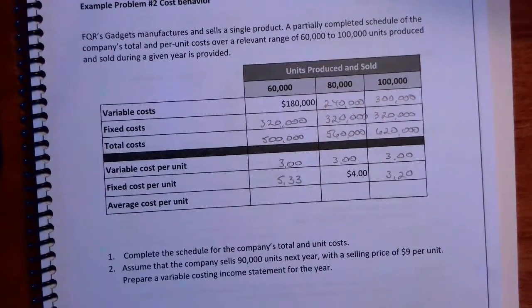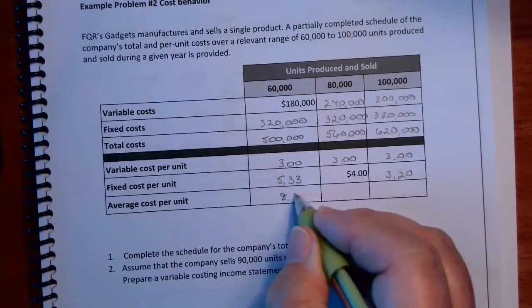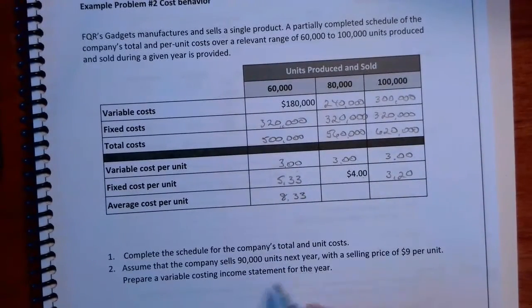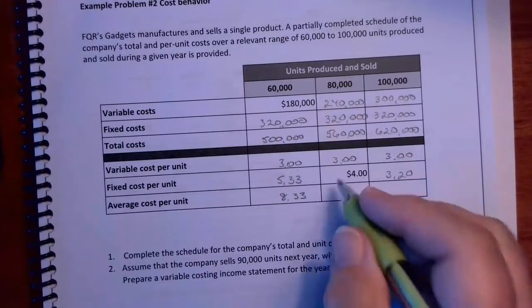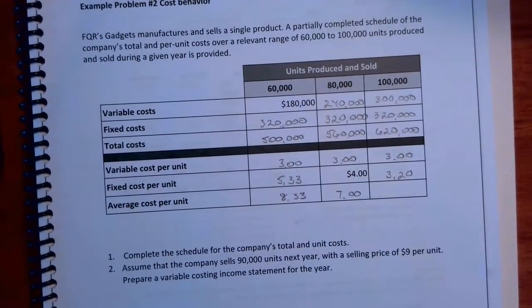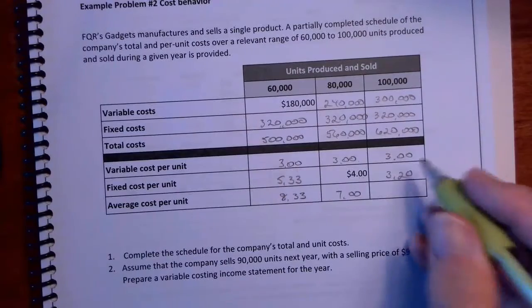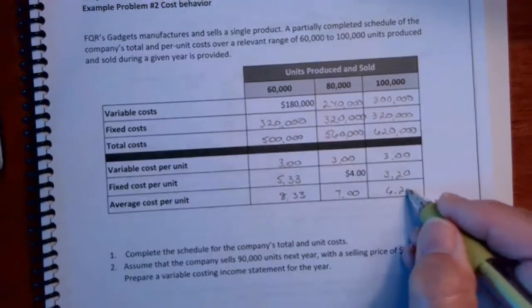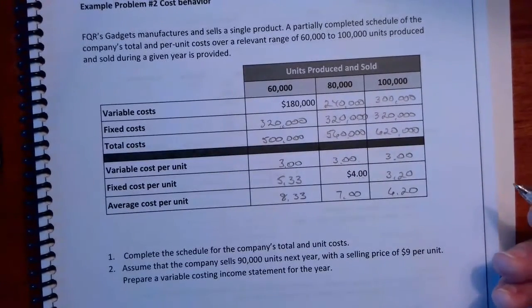So our total cost is 500,000 divided by 60,000. My average cost here is $8.33. My total cost here is 560 divided by 80,000, which is $7. Interesting that that adds up like that, isn't it? And my total costs here are 620. I divide that by 100, and obviously it's $6.20. So we completed the schedule.